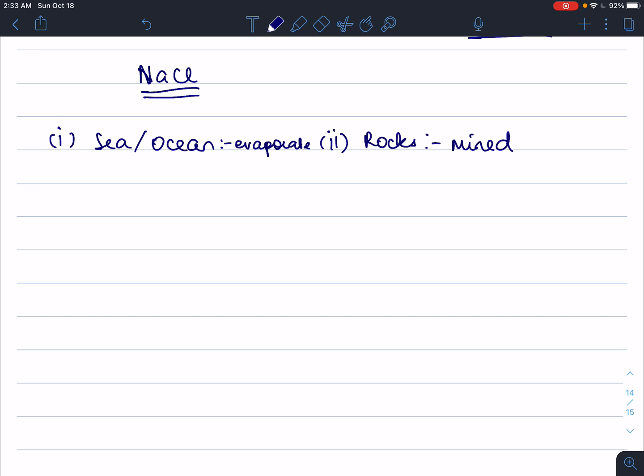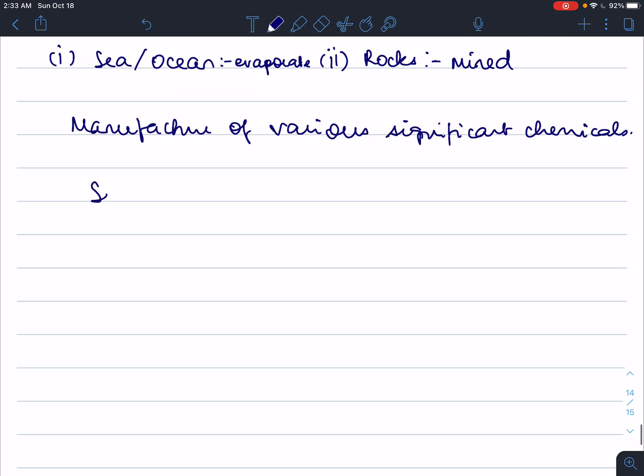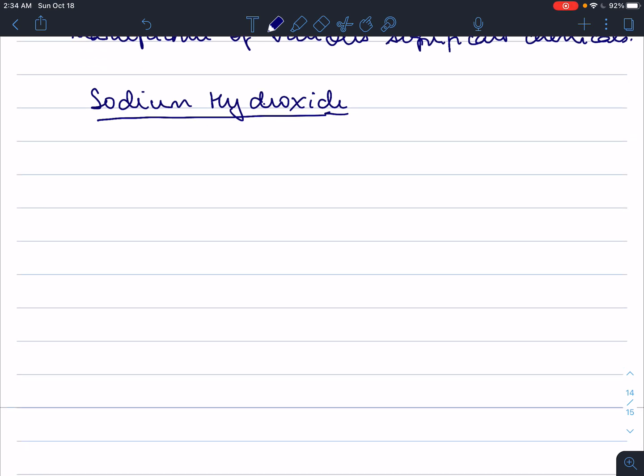So what is so special about common salt? Common salt is used in the manufacture of various significant chemicals. All right. So the first most important chemical that you can make from plain sodium chloride, table salt, is sodium hydroxide. Yes, the strong base we've been talking about, sodium hydroxide, that comes from sodium chloride. How do you do it? You do it by what is called the Chlor-Alkali process.